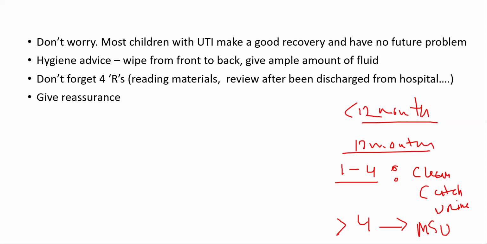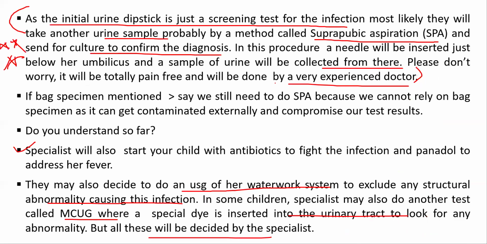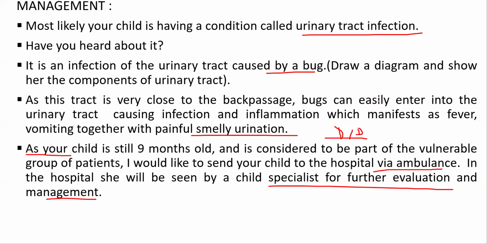For between 1 to 4, clean catch urine, and less than 1 year, they would go for suprapubic aspiration to collect the urine. Okay? So this is how you'll have to do this urinary tract infection case. It is a tricky case. A lot of students fail this case just because they don't know how to say these things. Okay? So try to make sure you reassure the parent a lot during this conversation.